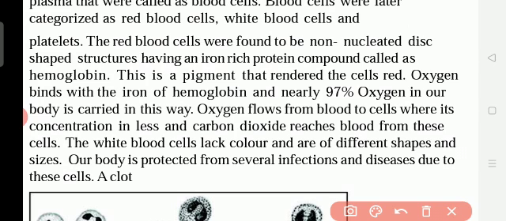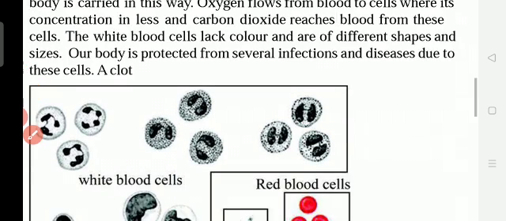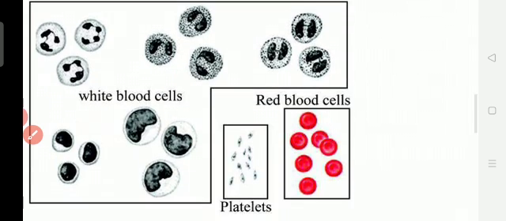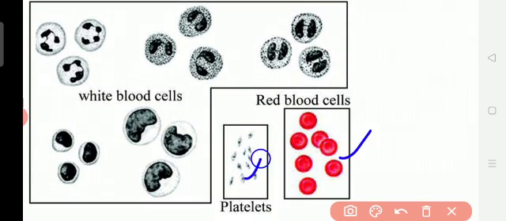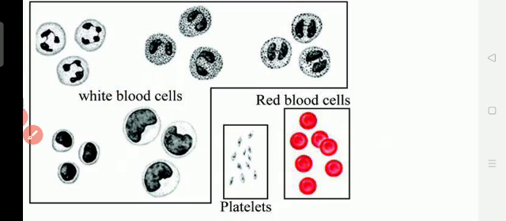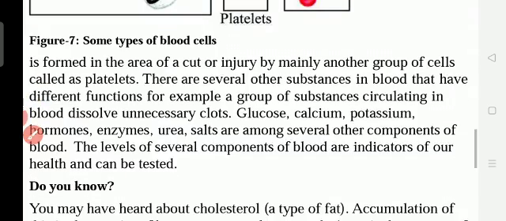Now we are studying the white blood cells. They are of different shapes, and what color are they? White in color. And our body is protected from several infections and diseases due to what? Due to the white blood cells. Now you see different things. These are the red blood cells, platelets and white blood cells. So many shapes are there. White blood cells save the body from infections and sicknesses.